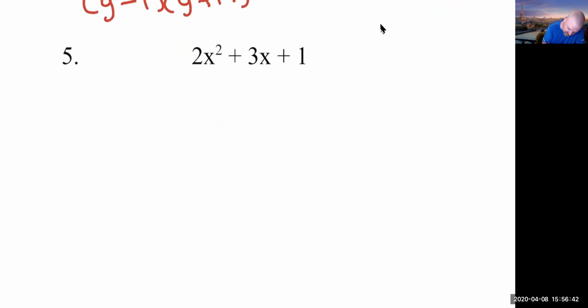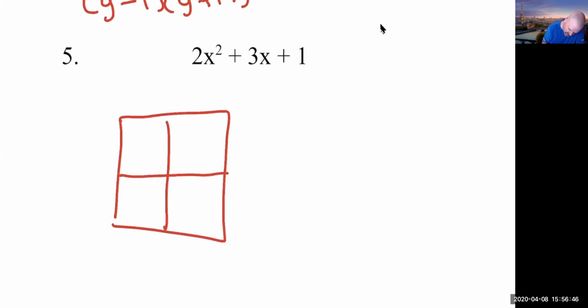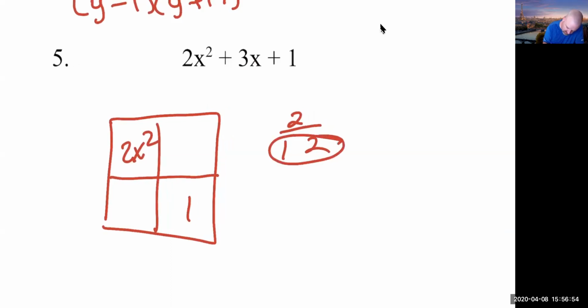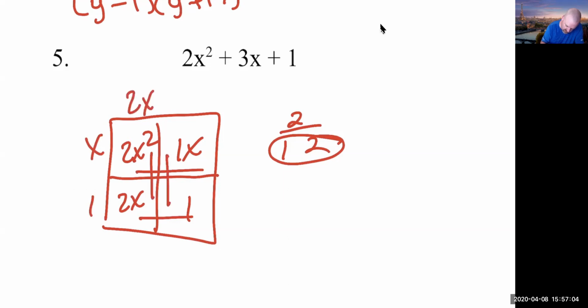Next, number 5, 2x squared plus 3x plus 1. 2x squared here, 1 here. The good thing is you get a factor of 2. It only has 2 factors, 1 and 2. And 1 and 2 does add up to 3. So it's 1x and 2x, which makes the factoring pretty easy. Here it's x. Here it's 1. Here it's 2x. Here it's 1. So it's 2x plus 1 and x plus 1.